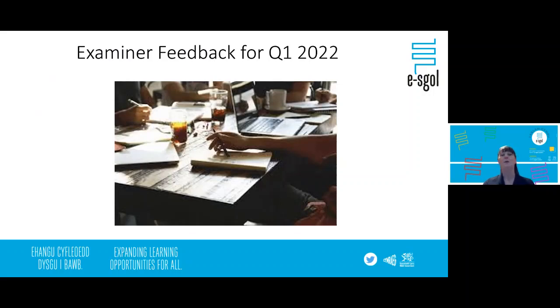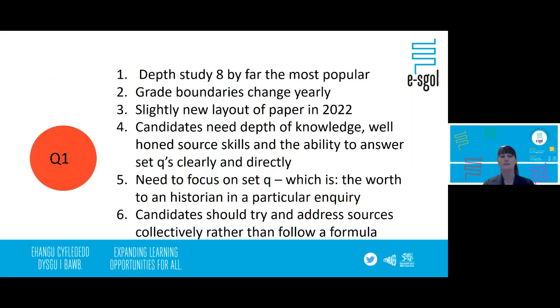Okay, so let's have a look at the examiner feedback for question 1 from the 2022 summer exam series. So this is what the examiners said. It's really important that we look at what the examiners say, because we can guide students then the following year for the next set of exams. So the first thing they said was that depth study 8 was by far the most popular depth study, which I mentioned earlier. They also wanted to reiterate that grade boundaries change yearly. So of course, what makes an A star or an A or a B changes year by year.